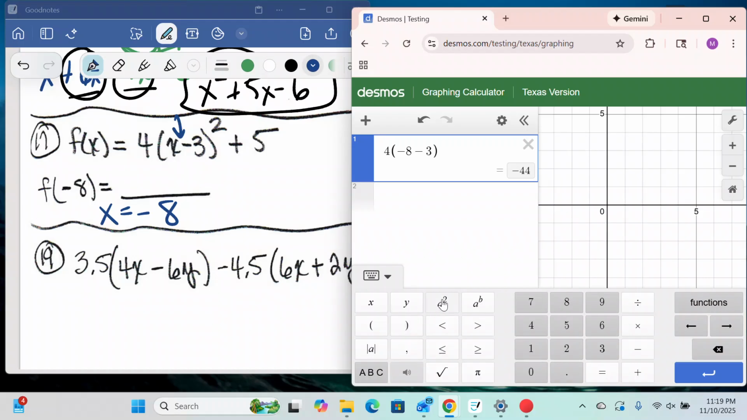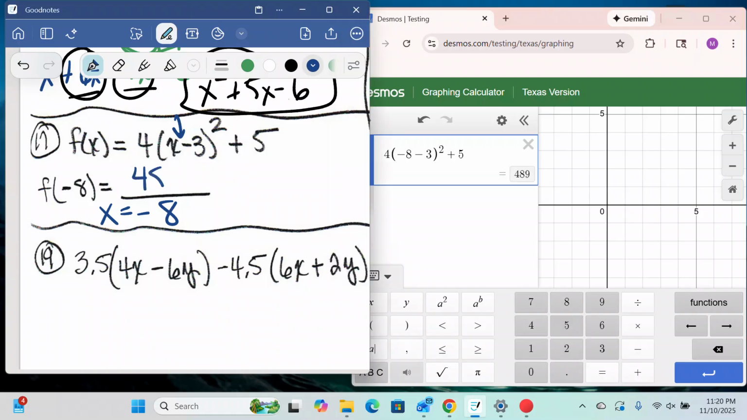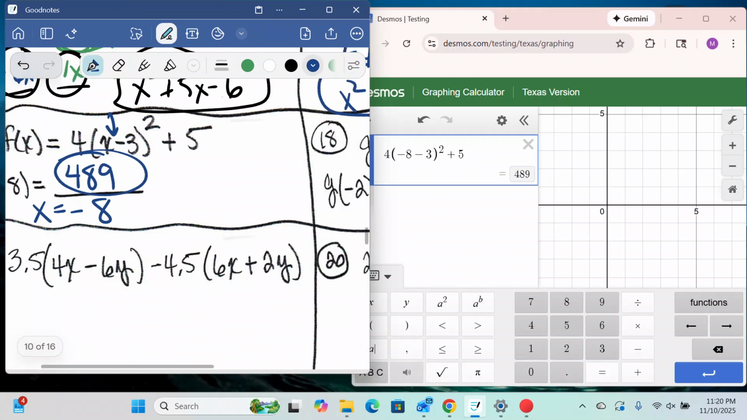I'm going to go to quantity squared, a squared plus 5. And my answer is 489. How long would it have taken us to do that? Probably a couple of minutes, maybe even 10. But Desmos does it in under 5 seconds. Just knowing how to input the question correctly and you get the answer correctly.